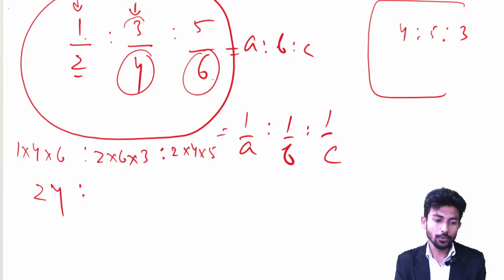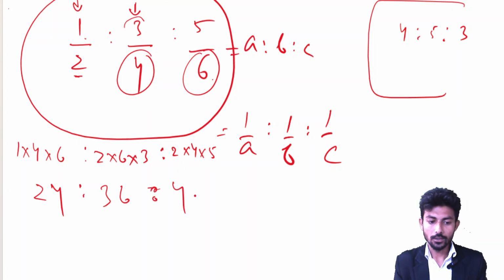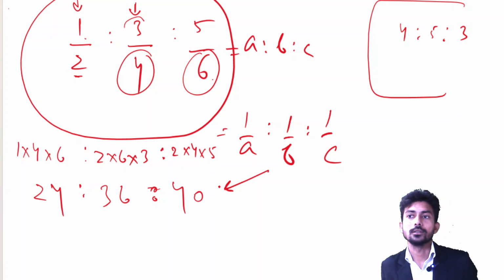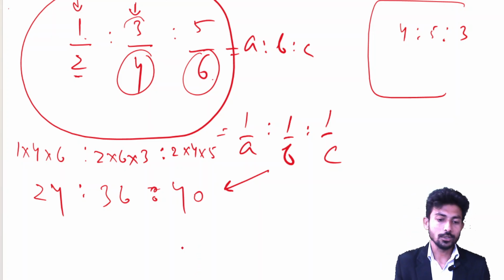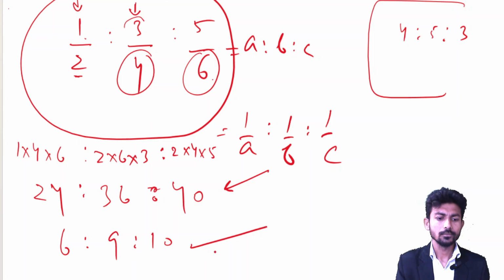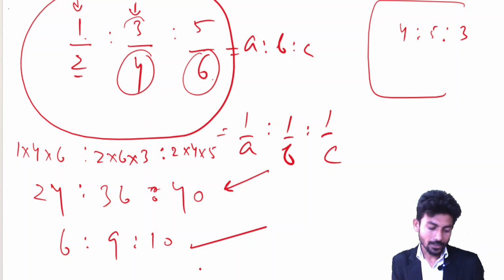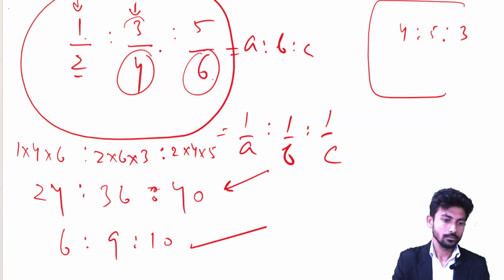So this will simplify to 24, then 36, and then 40. This is the inverse ratio of the three values a, b and c. Again, this can be simplified to 6, 9 and 10 by cancelling the table of 4. So this was about the inverse ratio. Let's move further and discuss a few more types.